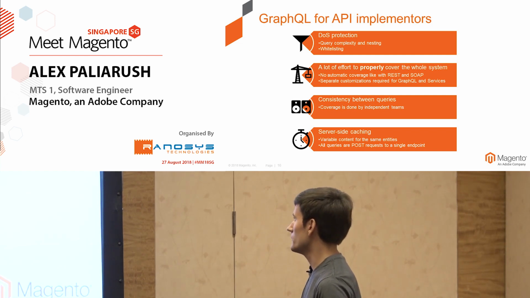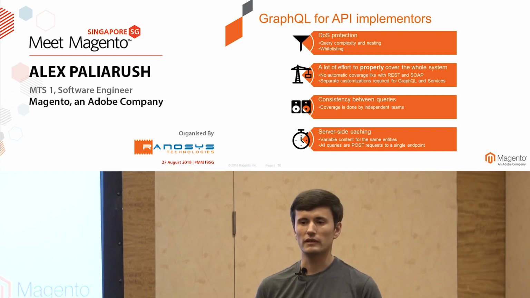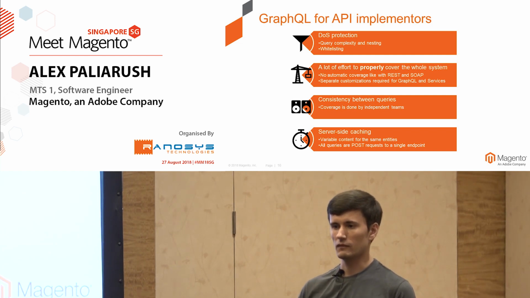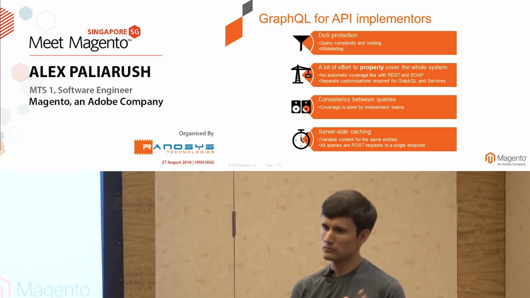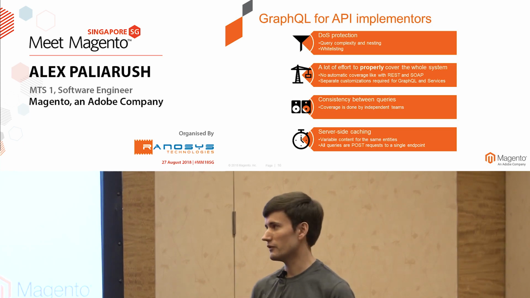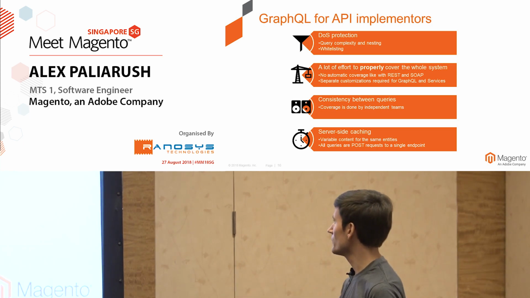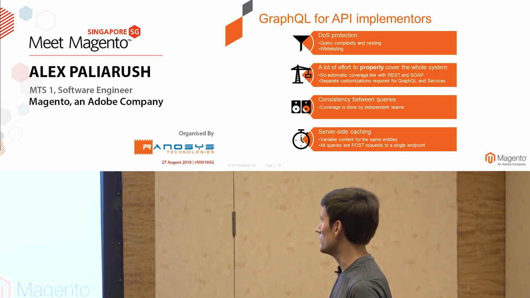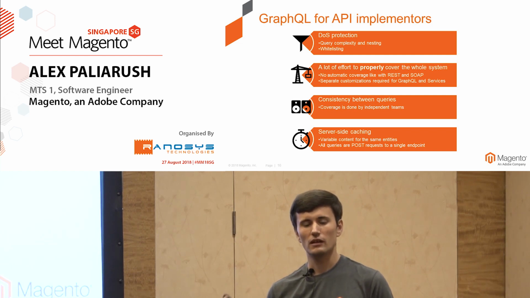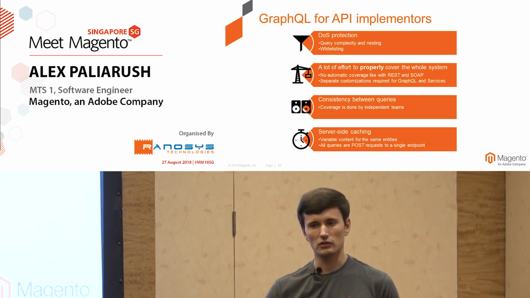Also, it may take a lot of effort to properly cover the whole system with GraphQL, because we are not relying on service contracts like we have in REST and SOAP, where we just define a configuration file and the web API is there. We made a decision not to do that for performance reasons. We want to optimize GraphQL for our storefront use cases, and that's why you have to cover your functionality separately with GraphQL. It also leads to the need to customize the GraphQL API and service contracts separately.